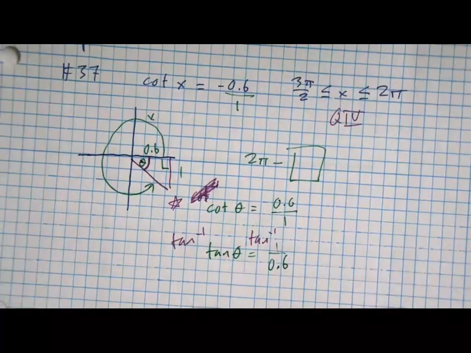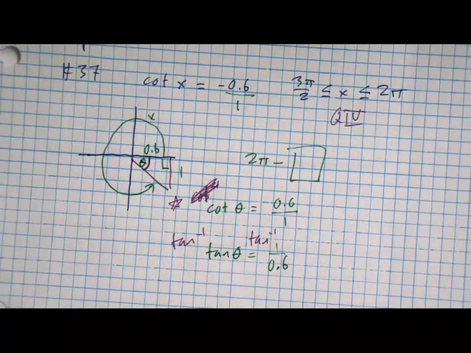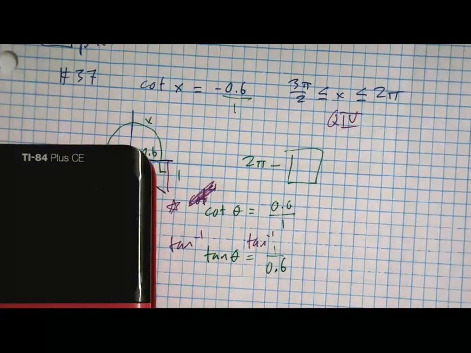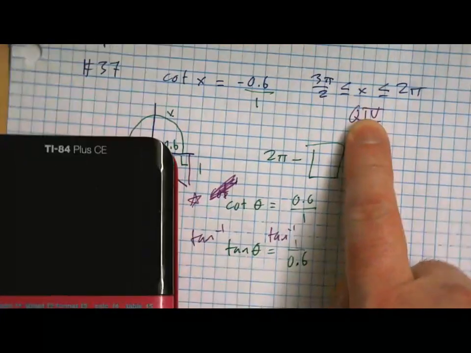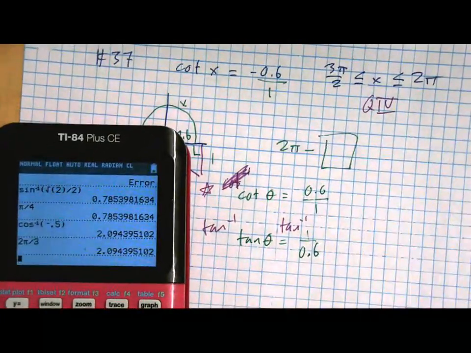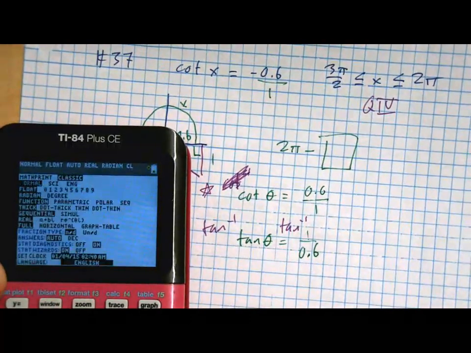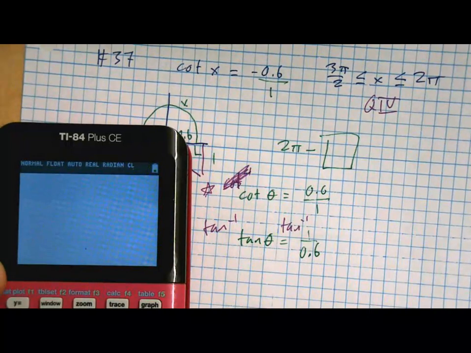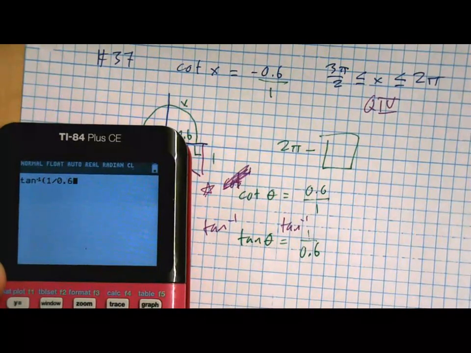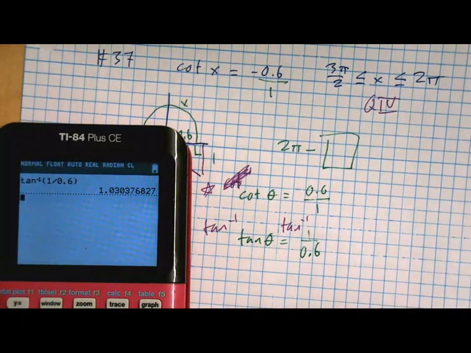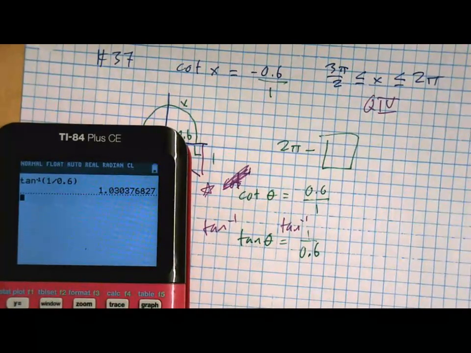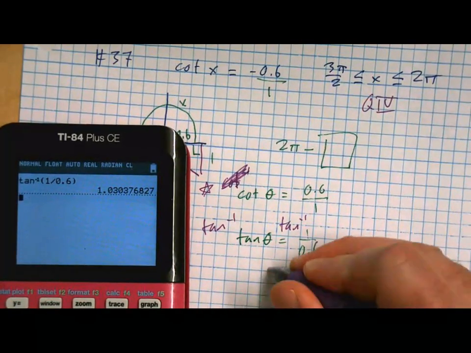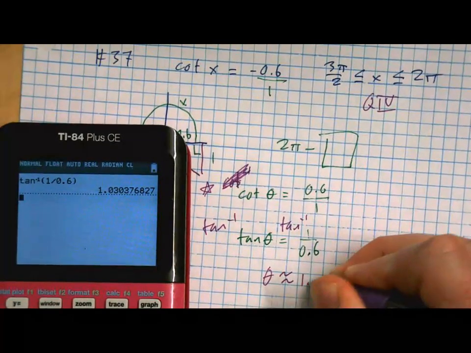of 1 over 0.6. I'm grabbing my calculator, making sure I'm in radian mode because they asked us for angles in radians. Yes, I'm in radian mode. And I'm going to do the inverse tangent of 1 over 0.6. All right, and that's my theta. It's about 1.030.